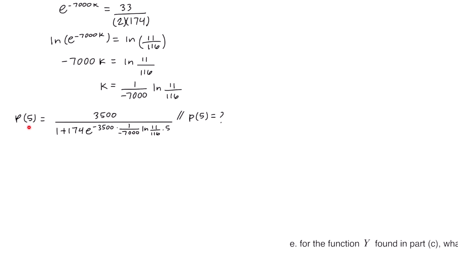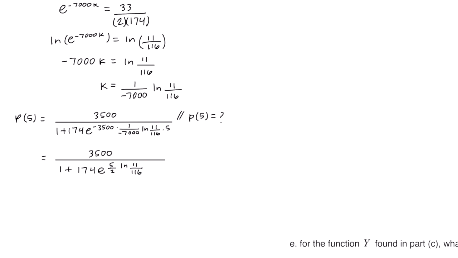So we have p of 5 equals, and then this is the equation where we have 3,500 for m, 1 plus, this is c, 174, e to the negative m, times k times t, where t is 5. So I drop down the 3,500, the 1 plus 174, e, and then right here, this is going to make 1/2. And I'm going to times it by 5. So really this is going to be 5 halves. And then I just drop down the natural log of 11 over 116.